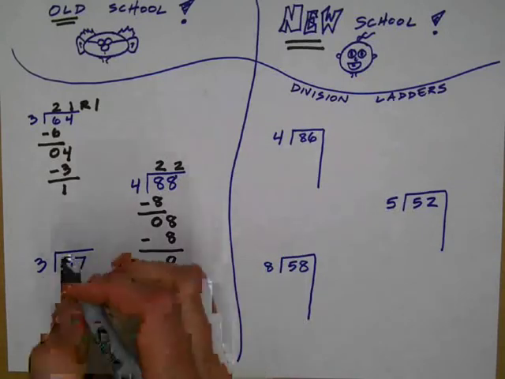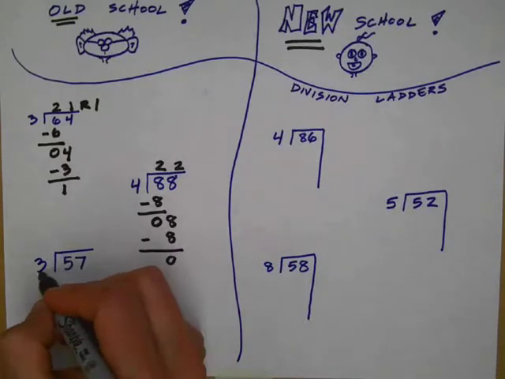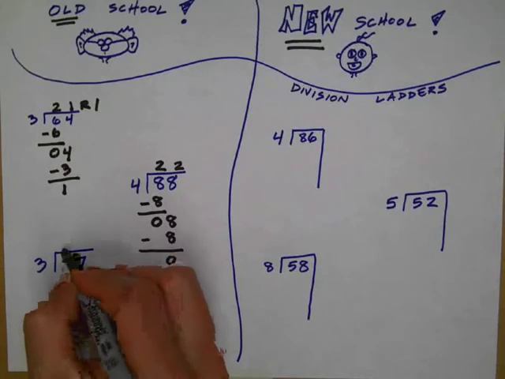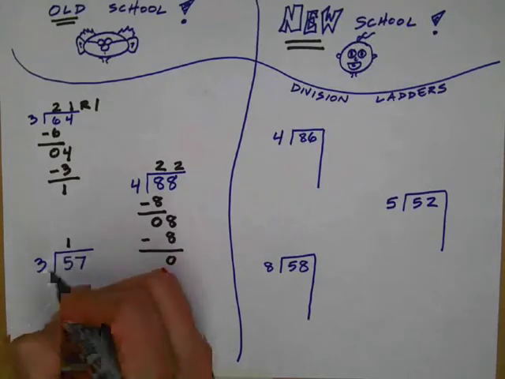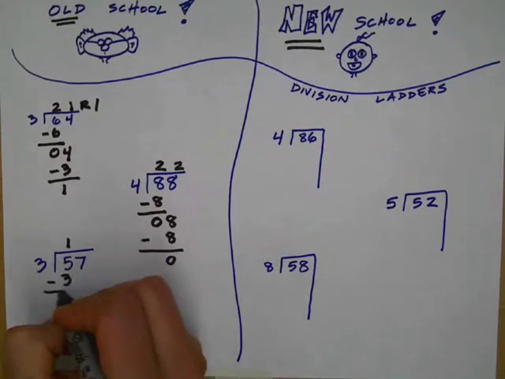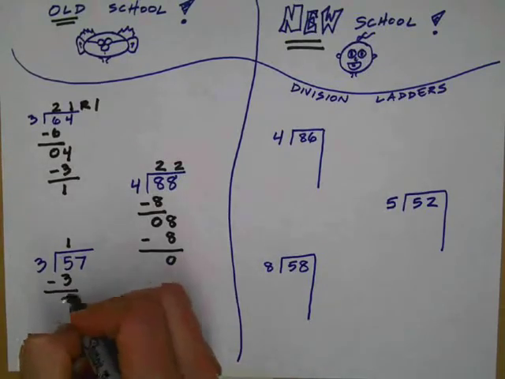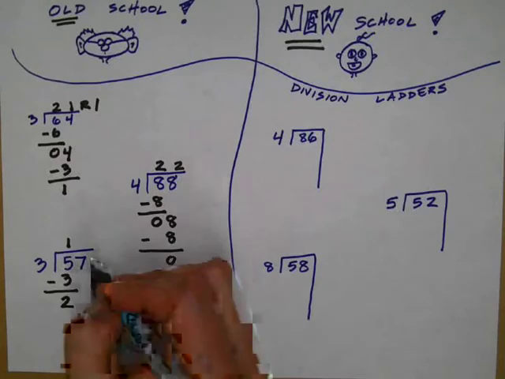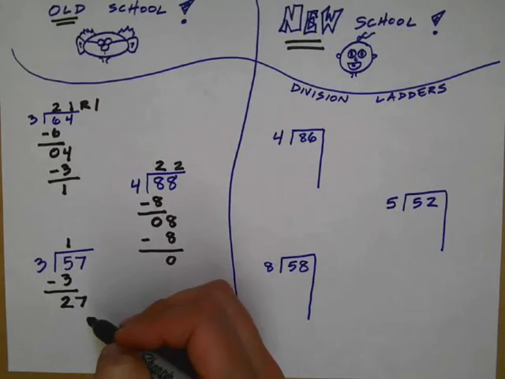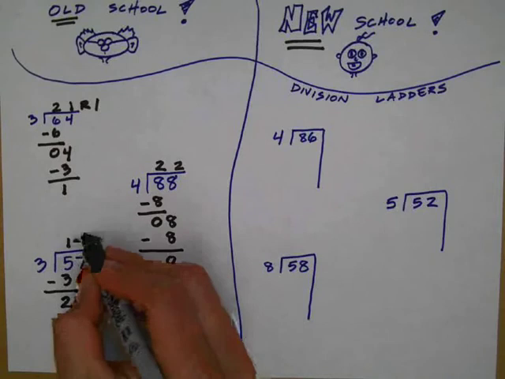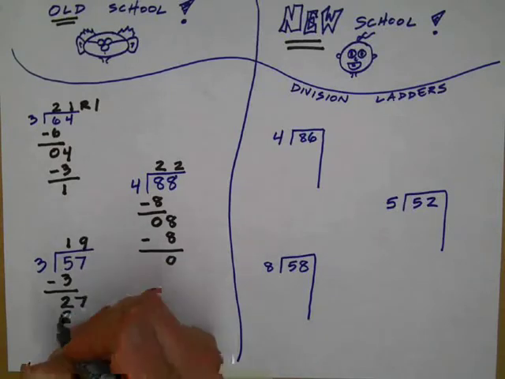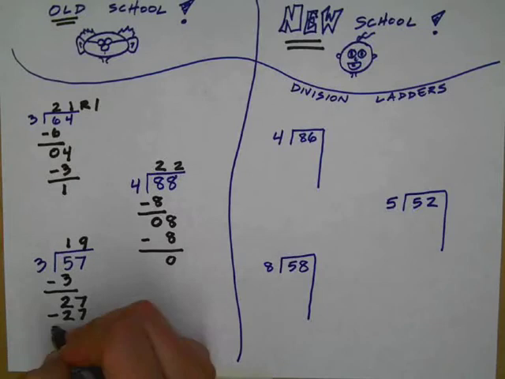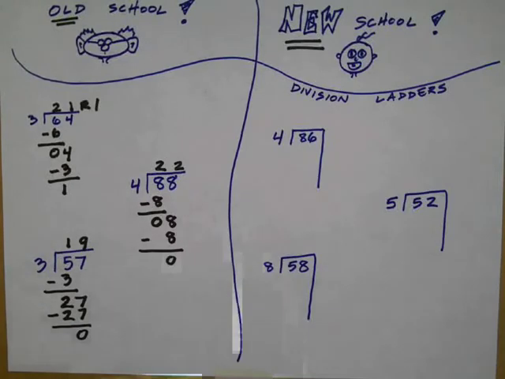Our last old school version, 57 divided by 3. We think how many times does 3 go into 5? It only goes in 1 time. 1 times 3 is 3. You subtract and get a difference of 2. You then bring down the 7. And I know that 3 goes into 27 evenly. It goes in 9 times. 3 times 9 is 27. You subtract and get no remainder for an answer of 19. Nothing new here, but very effective for all you old school practitioners.